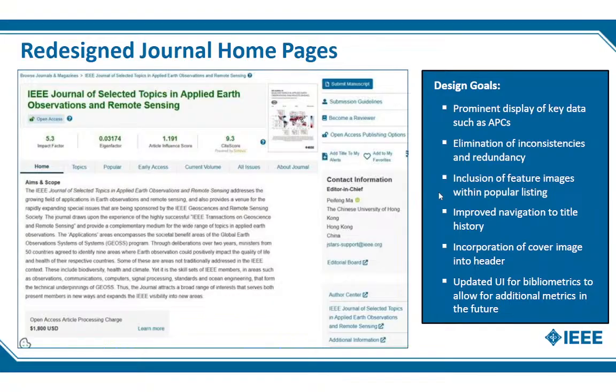Direct links for author information, for example, submitting the manuscript, information for authors, information for reviewers, as well as open access publishing options are also directly made available in the journal's homepage.